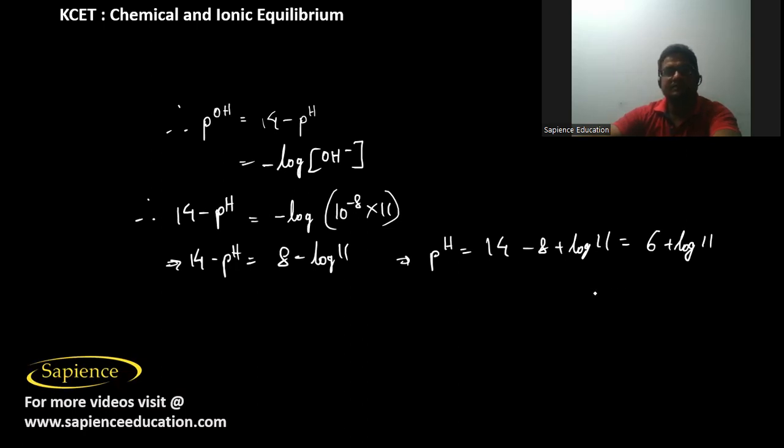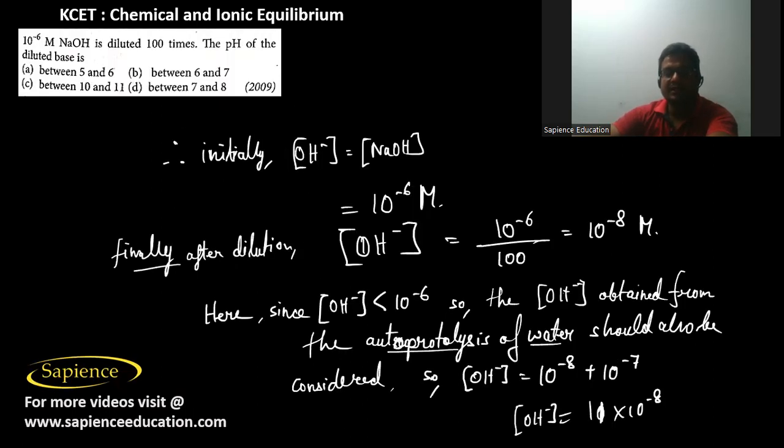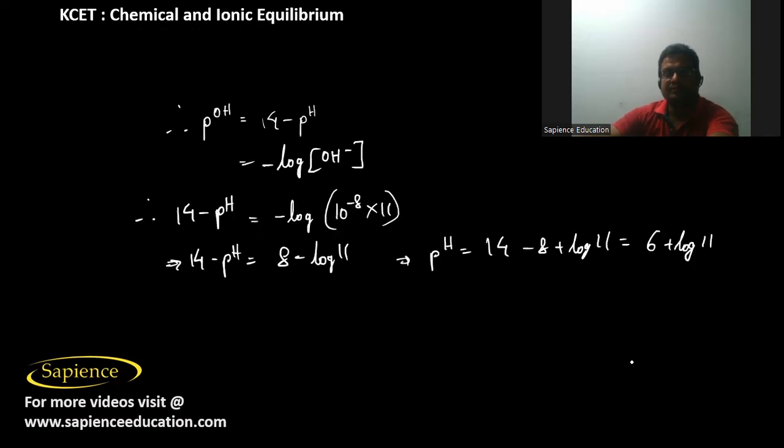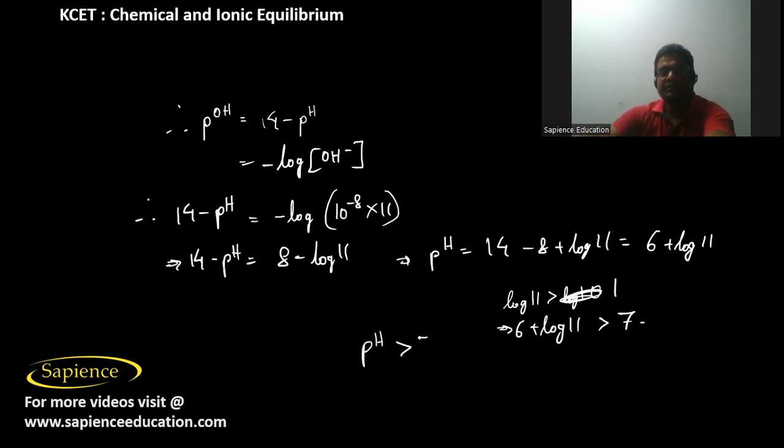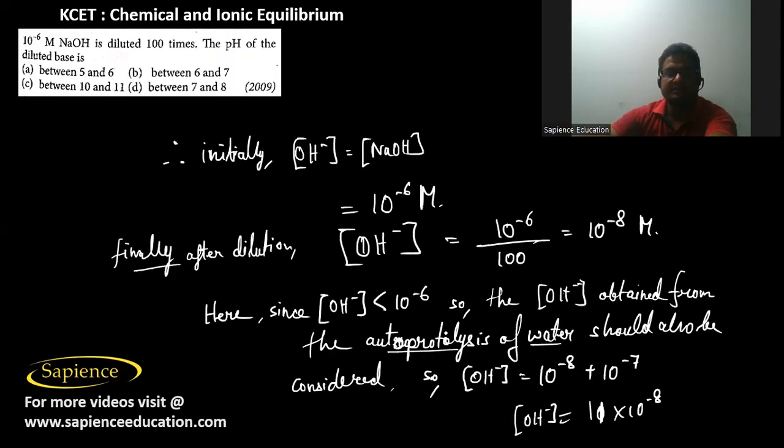Now log 11 is slightly more than 1. Log 11 is more than log 10, obviously, and log 10 is 1. So 6 plus log 11 will be slightly more than 7. So the value of pH will be slightly more than 7. So it will lie in between 7 and 8. The pH value will lie in between 7 and 8. So option D is the correct answer.